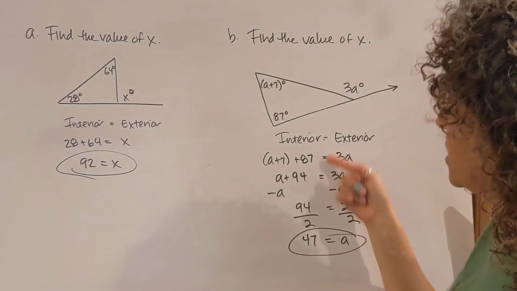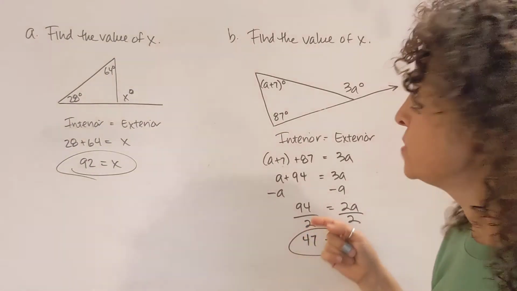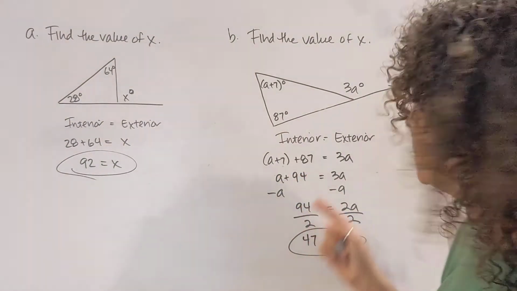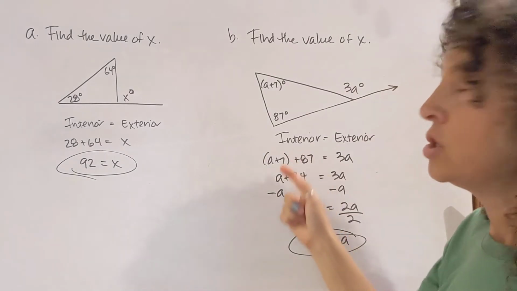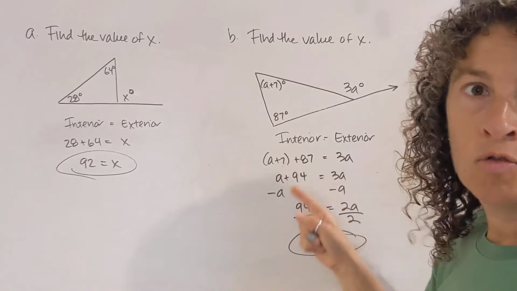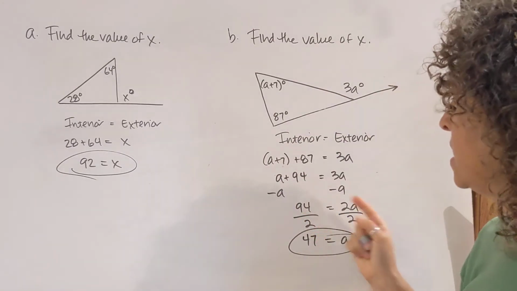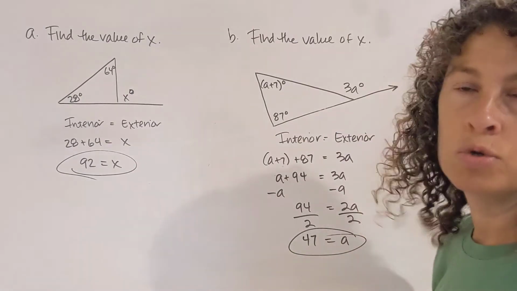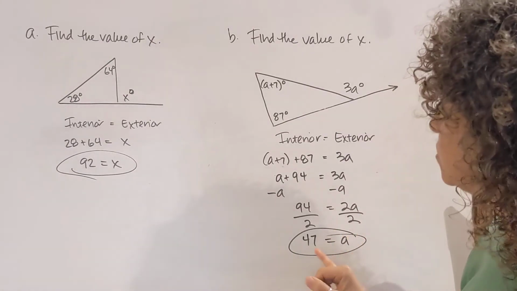So I'm going to combine like terms here. Remember, the middle of my equation is my equal sign. Combine like terms. I have a plus 94 equals 3a. I have addition on the left-hand side, so I want to get rid of that. I'm going to move the a over by subtracting it from both sides. I end up with 94 equals 2a. And my last step here is divide by 2. So I have 47 is equal to a.